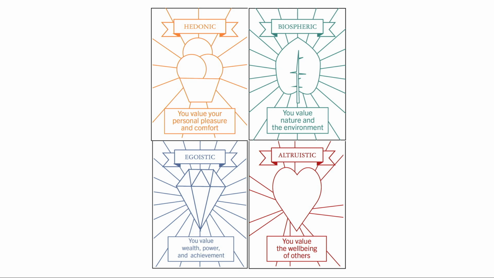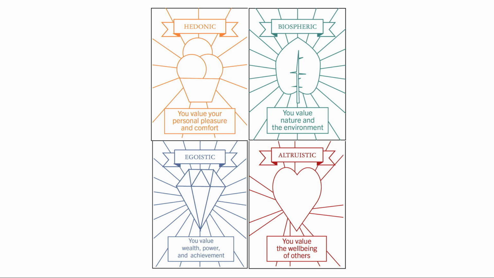Values are general goals that people find important in their lives. Values will affect how people feel about innovations. Some innovations have characteristics that will support people's values, and other innovations have characteristics that will threaten people's values. In this game, we focus on 4 main values: altruistic, biospheric, egoistic, and hedonic.